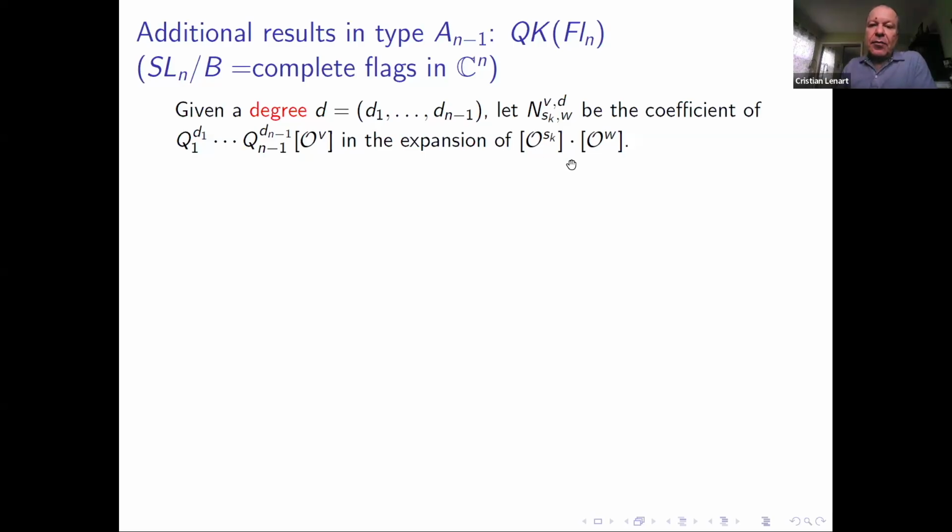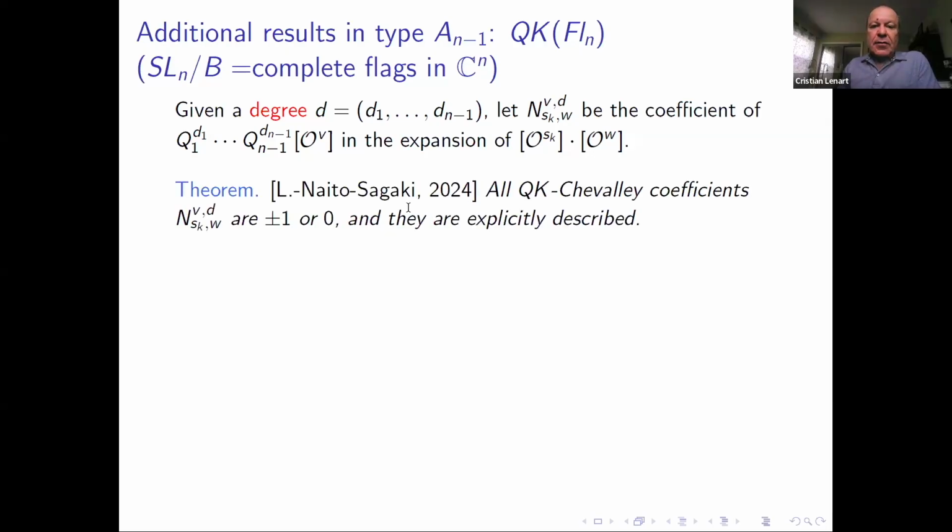So here is the quantum product of a Schubert class indexed by a simple reflection and an arbitrary Schubert class. And we look at the coefficient of a class indexed by V times this quantum monomial. And this is non-equivariant for the moment. And this coefficient I call N, S_K, W, V, upper D. D is this degree.